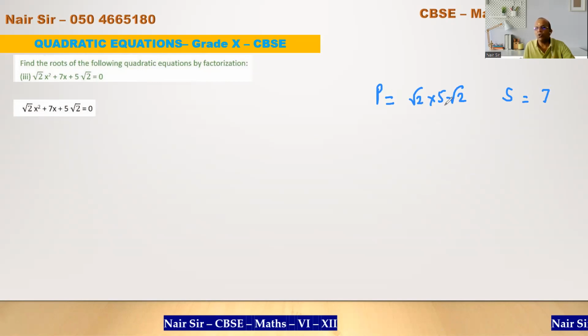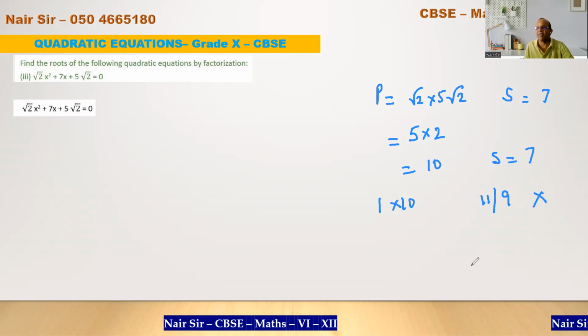Now, root 2 into 5 root 2 will be what? 5 into 2, and that will be 10. And the sum has to be 7. 1 into 10, first number. So 1 plus 10 is 11, and 10 minus 1 is 9.